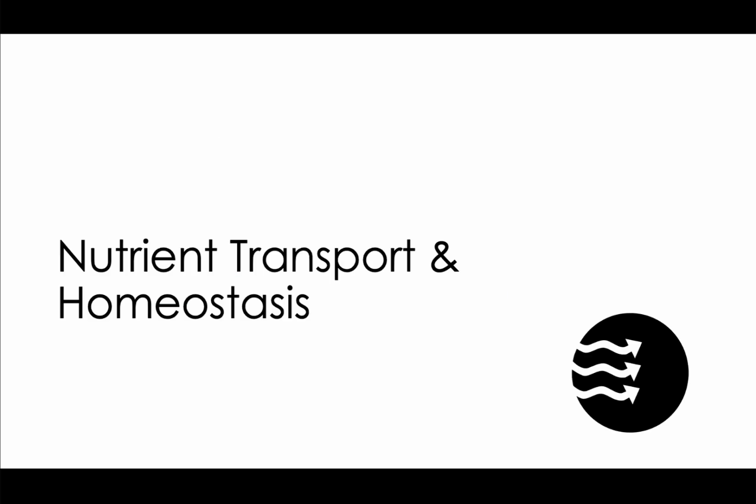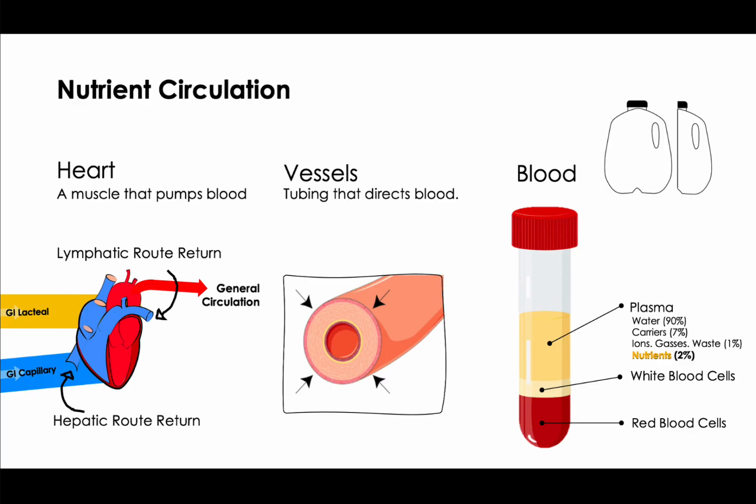Nutrient transport and homeostasis. So the nutrients now are in. They've come in through the intestines. They have soaked over the capillary bed into the blood. I mentioned that if they're fats, they're coming from the lymph. If they're not, they're coming from the regular hepatic route. Then they're all pumped out to general circulation.